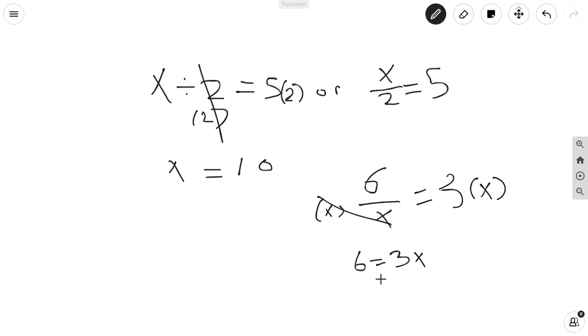Alright. So in order to isolate the x, I have 3 multiplied by x, so I'll divide by 3, and it cancels. 6 divided by 3 equals 2, so x equals 2. You plug it in, it works. 6 divided by 2 equals 3.